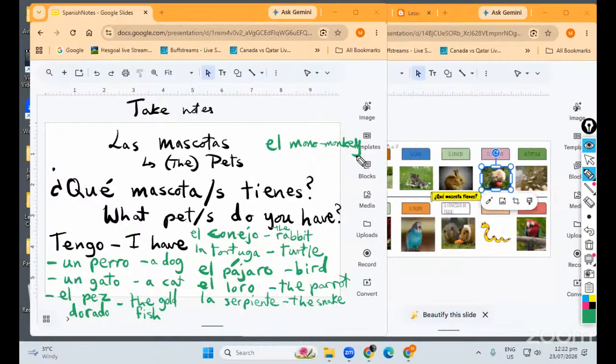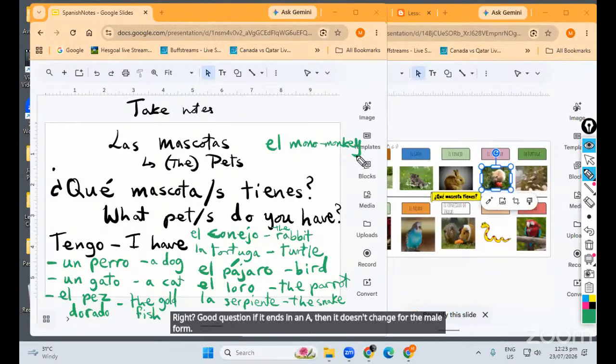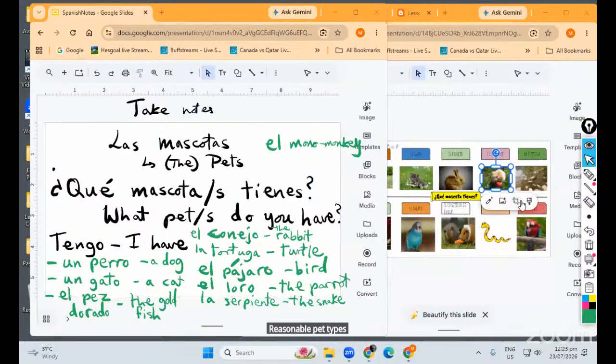Lagarto for lizard, right? Good question. If it ends in an A, then it doesn't change for the male form, right? All right, any other pet type that we didn't put down? Any other reasonable pet type? No tiger cubs, please. Reasonable pet types, types that will not get us locked up.